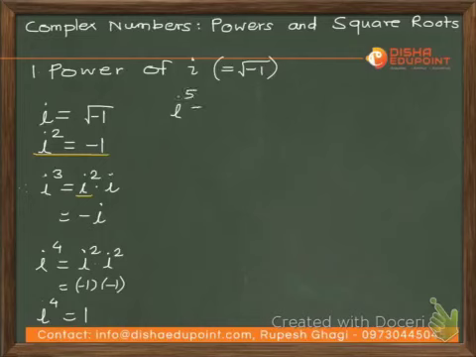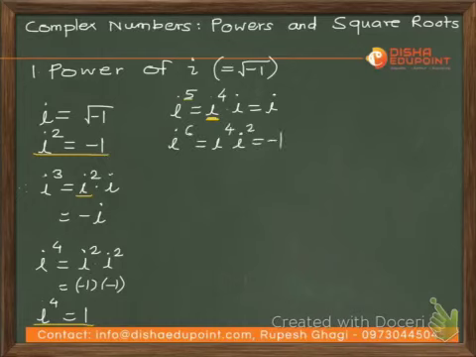Now what will be i to the power 5? Obviously i to the power 5 is equal to i to the power 4 into i, right? So power 5 is 4 plus 1, so i to the power 4 into i, but i to the power 4 is equal to 1, so i to the power 5 is equal to i. Similarly, i to the power 6 is equal to i to the power 4 into i to the power 2. Now i to the power 4 is again 1, and i square is equal to minus 1, so i to the power 6 is equal to minus 1.